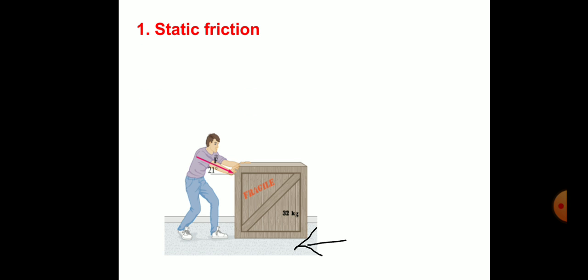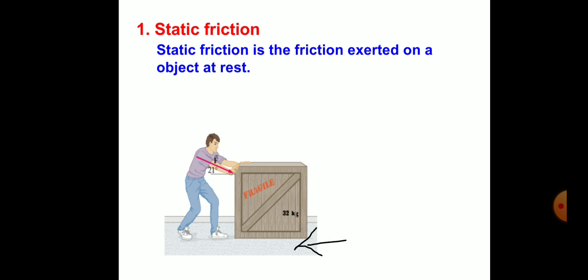So when the box is at rest and the man applies a force on that object, the frictional force is opposing the box from moving. That frictional force is called static friction. So what is static friction? It is the friction exerted on an object at rest. Static friction is a friction force exerted on an object at rest. That means any object which is at rest.